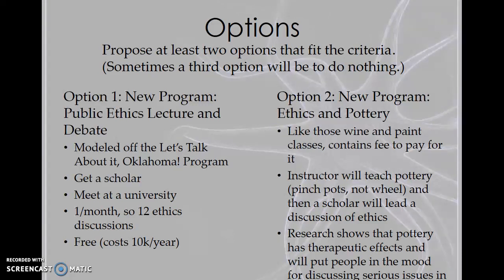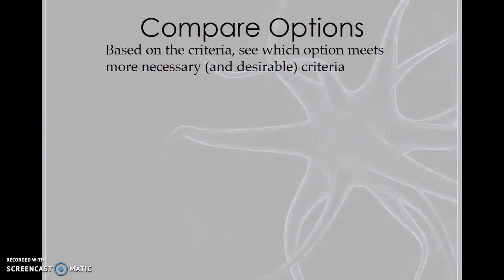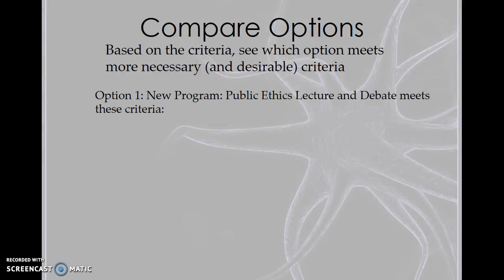Okay, there are two options, right? You can imagine both of these working and essentially solving that core mission of we need a place in this nonprofit to discuss philosophy in a public way. So let's analyze those based on the criteria. So you compare the options, right? Which option meets more necessary and, if possible, more desirable criteria.